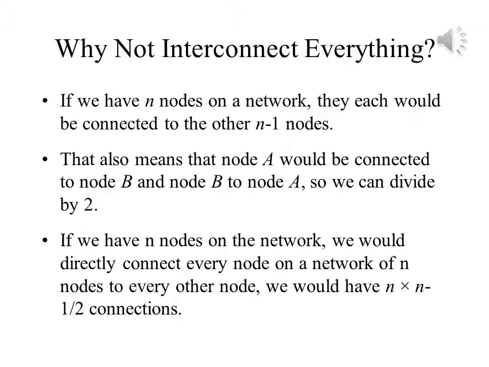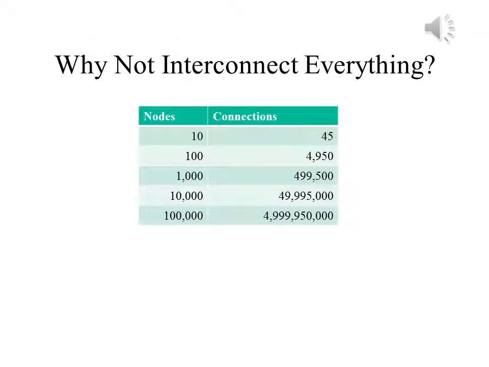Let's say we have n nodes. They would have to be connected to n-1 other nodes. That gives us n times n-1. But that means that we have node A connected to node B and node B to node A. We need to divide by 2. When we only have 10 nodes, that means we need 45 connections.